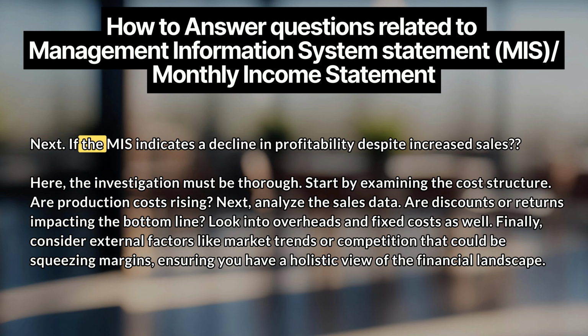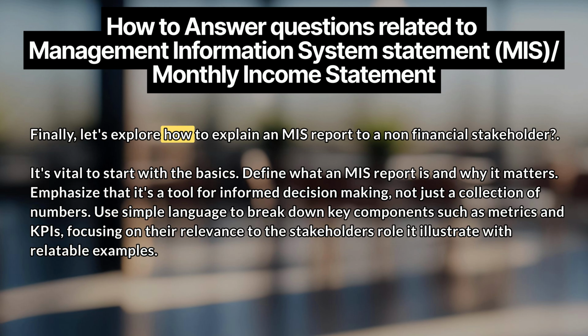Next, if the MIS indicates a decline in profitability despite increased sales, the investigation must be thorough. Start by examining the cost structure. Are production costs rising? Next, analyze the sales data. Are discounts or returns impacting the bottom line? Look into overheads and fixed costs as well. Finally, consider external factors like market trends or competition that could be squeezing margins, ensuring you have a holistic view of the financial landscape.